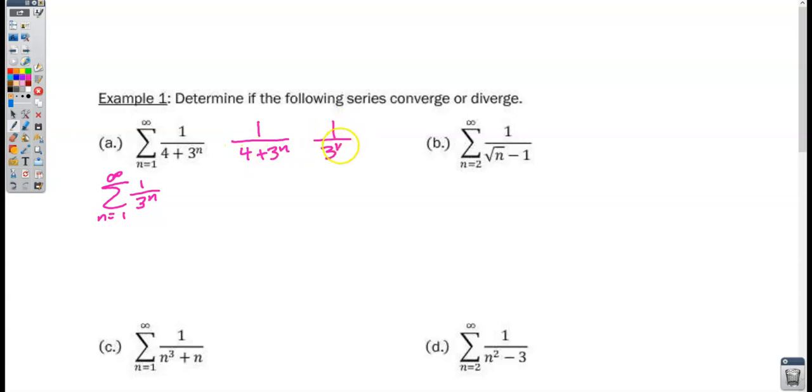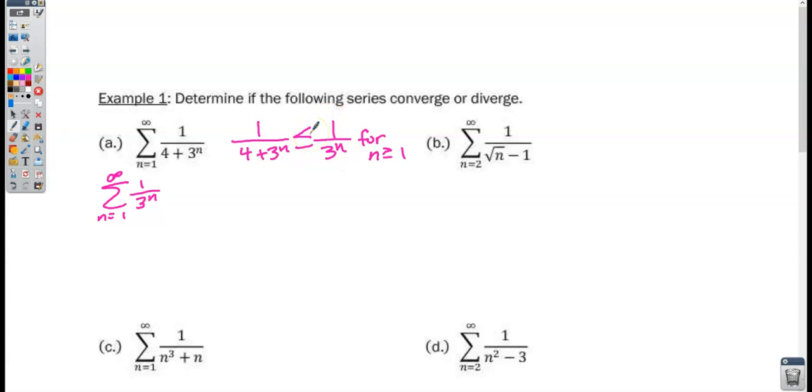Well, I know that the denominator of the fraction on the left is always bigger than the denominator of this fraction. When we have a bigger denominator, that means we have a smaller fraction. So this relationship holds between these two: 1 over 3^n is always greater than or equal to 1 over 4 plus 3^n, and that is true for all n greater than or equal to 1. So there's our relationship. This is the bigger series.